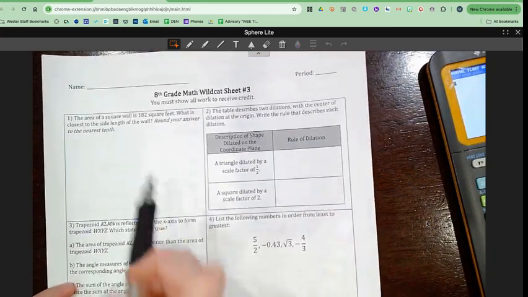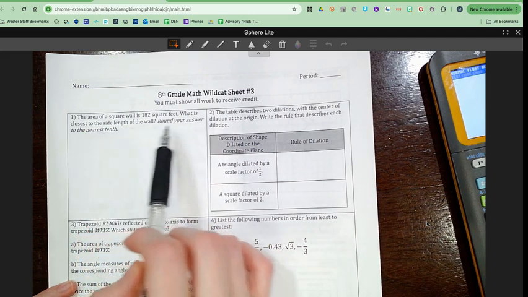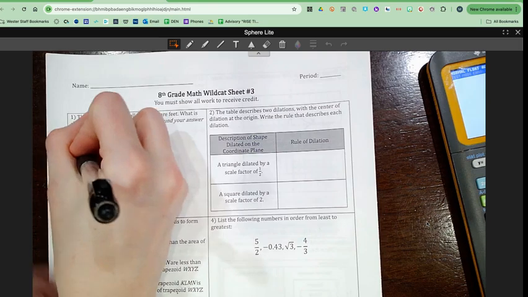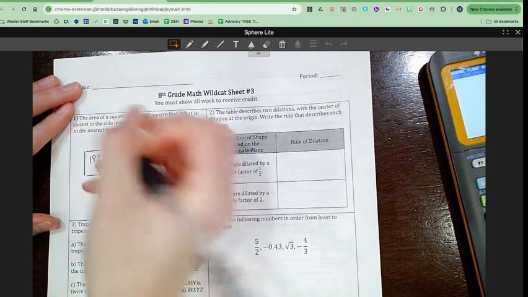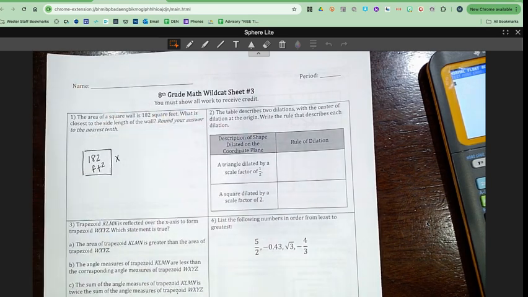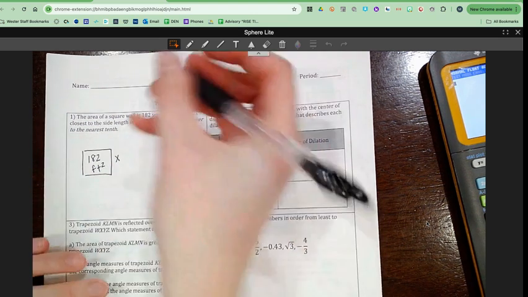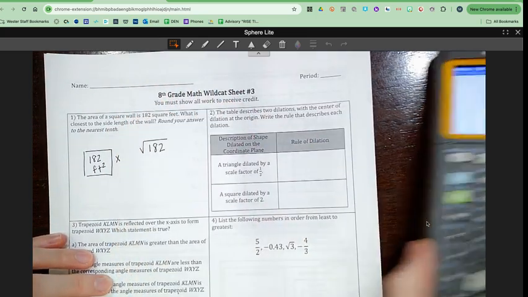Wildcat Sheet 3, this one says the area of a square wall is 182 square feet. What is the closest to the side length of the wall? Round your area to the nearest tenth. Okay, when I give you the area measurement to find the side length, you must take the square root. When you are given the area of a square, you need to take the square root to find the side length. So for this problem, we're just going to be doing the square root of 182.